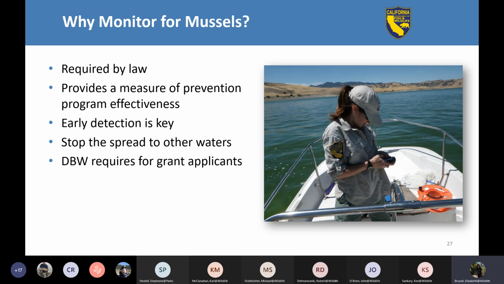Now, monitoring for mussels is required by law. More importantly, it provides a measure of your prevention program effectiveness. This is early detection monitoring. If any mussels did get into your water body, you would want to know right away to stop the spread to other waters so that you could take action at your water body. Also, if you are planning to apply for a Boating and Waterways grant, they do require this monitoring data as part of the grant application.